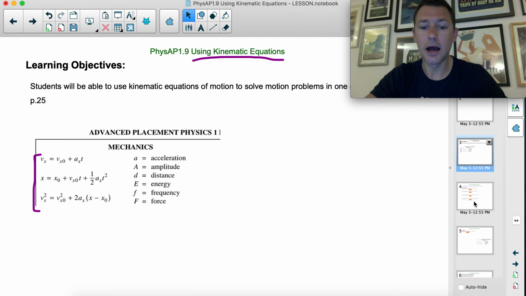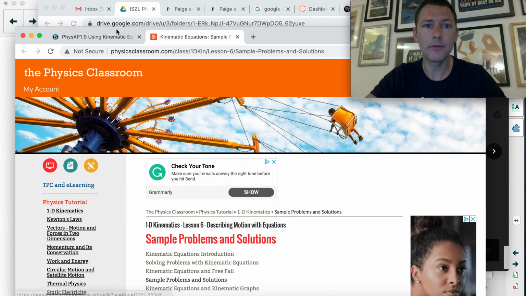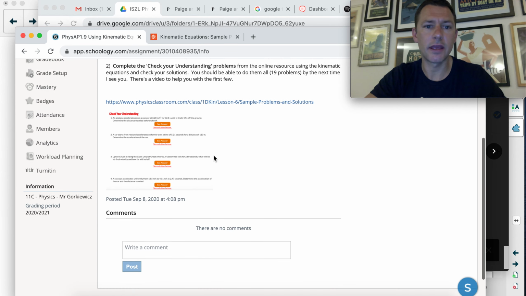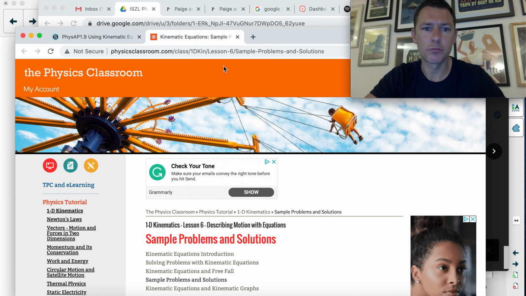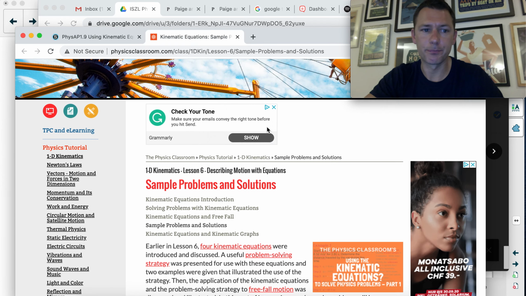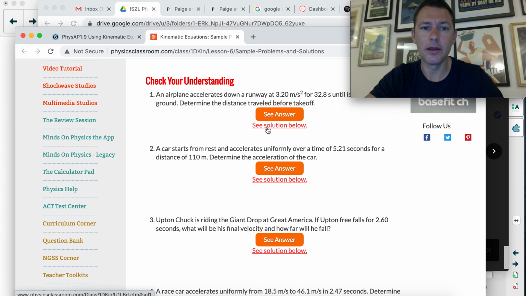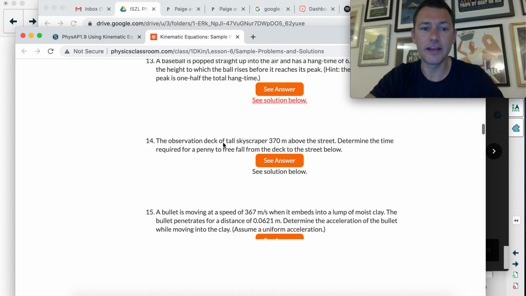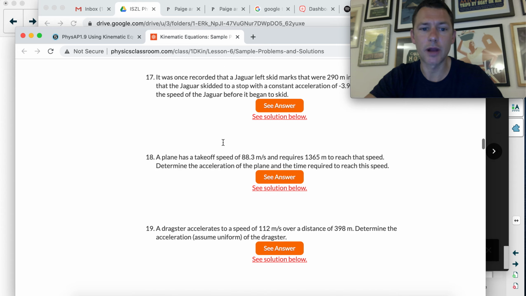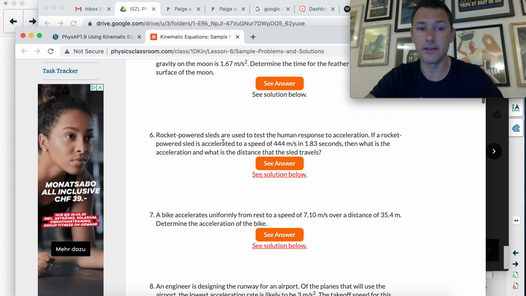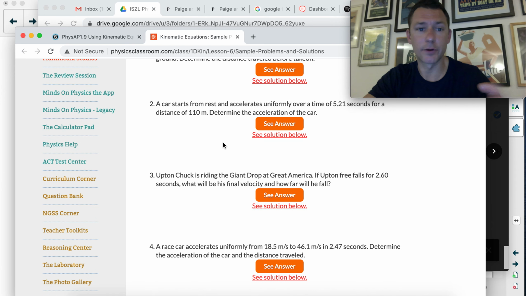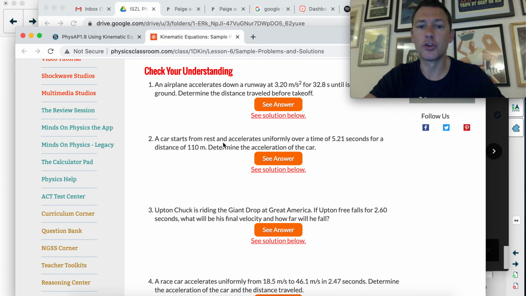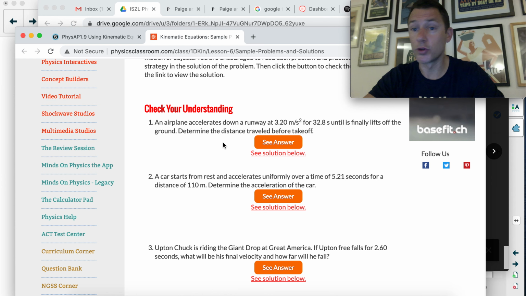On Schoology, there's a link that should run you to this page. This is the Physics Classroom. If you scroll down a little bit, check your understanding, and there are 19 beautiful problems of kinematics. They use these equations in different orders, and so it's your job to figure out which equation to use. I'm going to show you the first one.